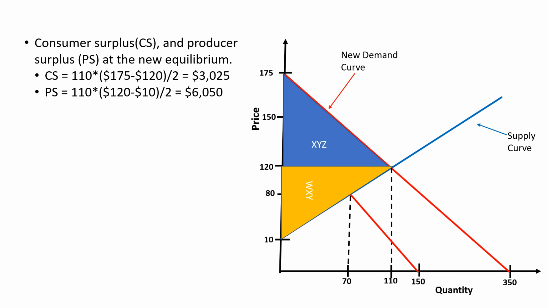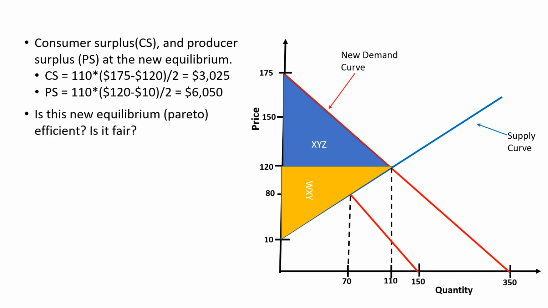You might want to take note that the way I drew the graph shows as if the producer surplus is smaller than the consumer surplus. This is just a drawing, it's not drawn to scale, but in actual fact, the producer surplus is bigger than the consumer surplus.